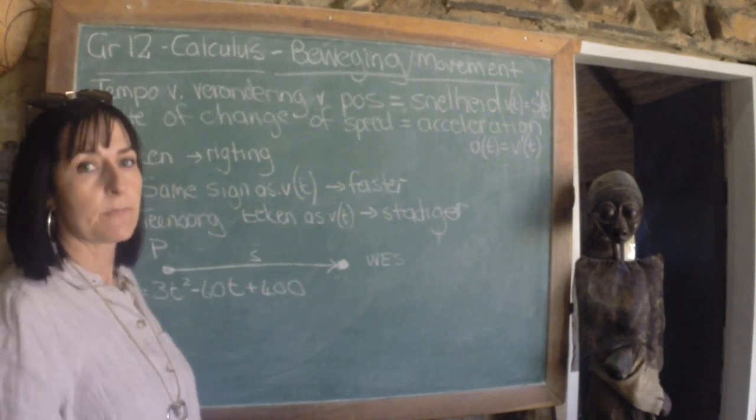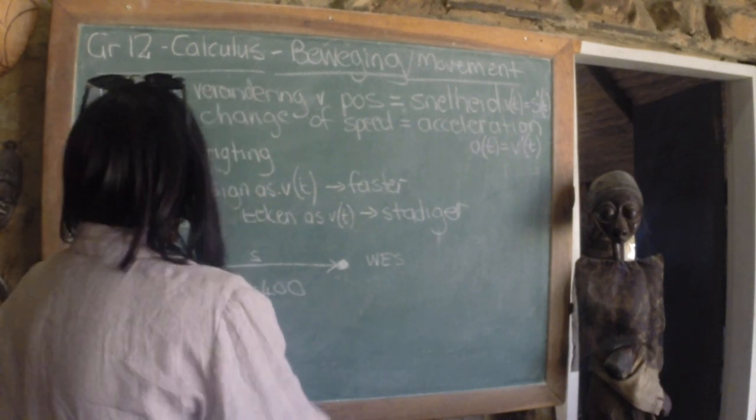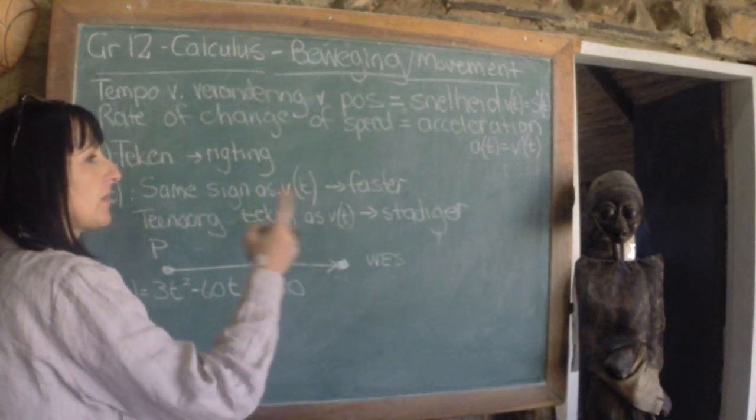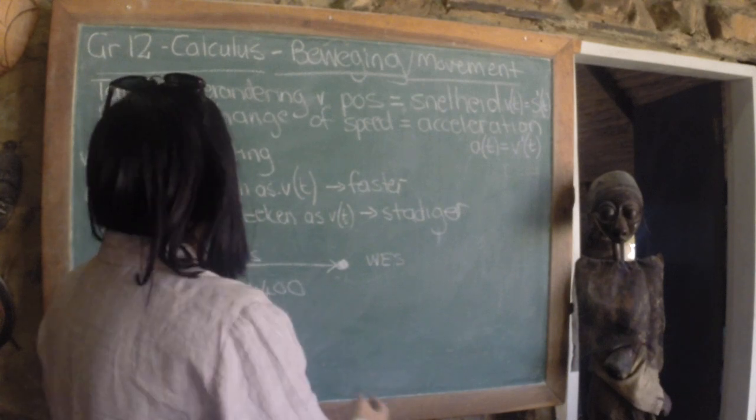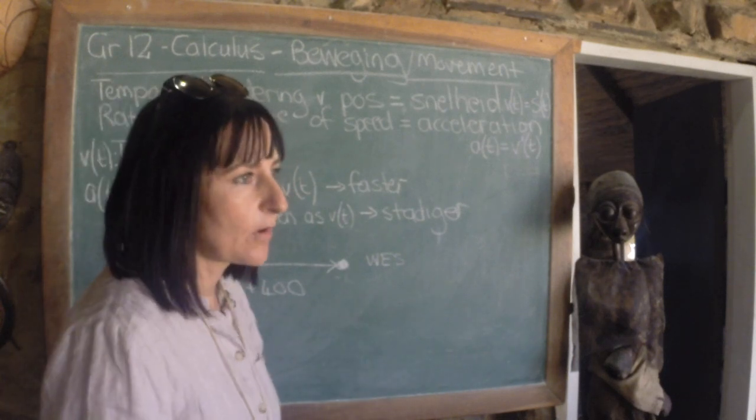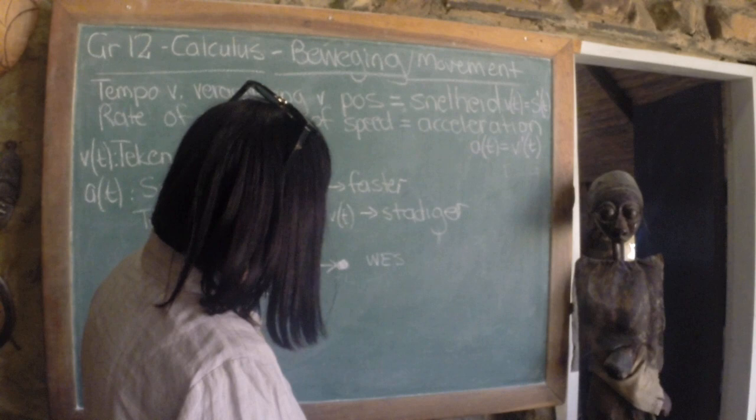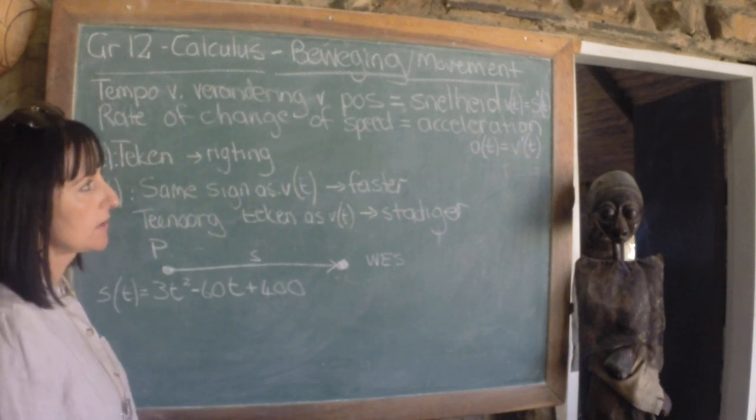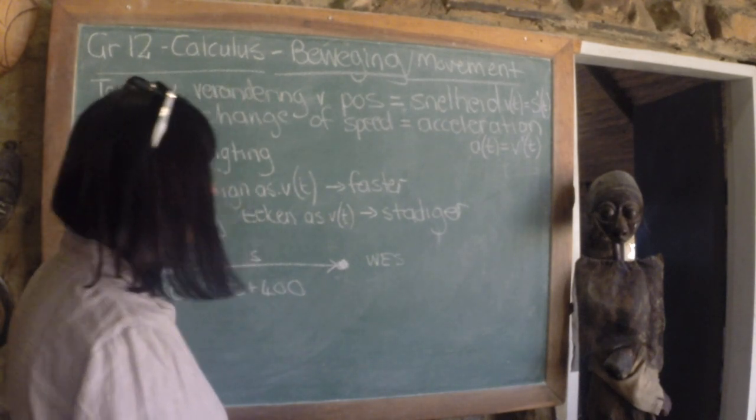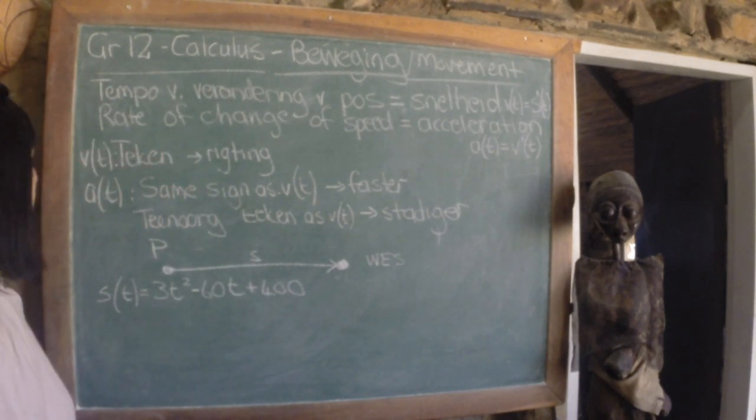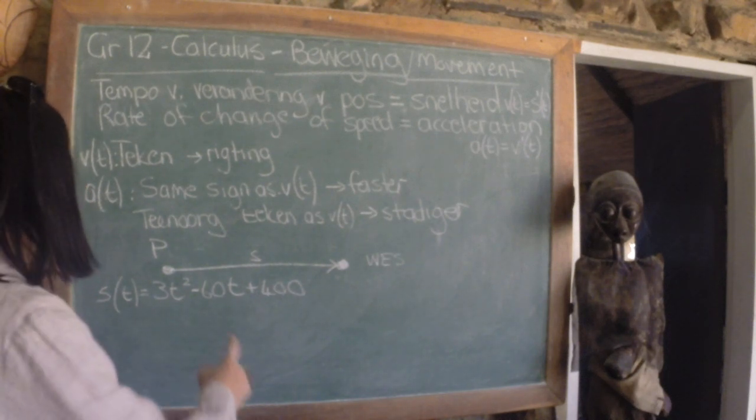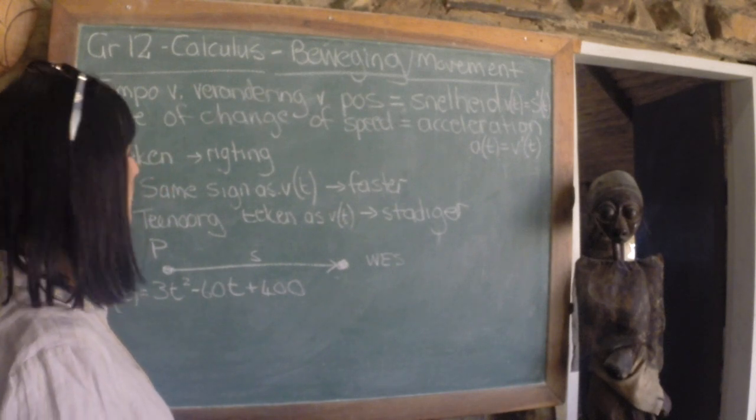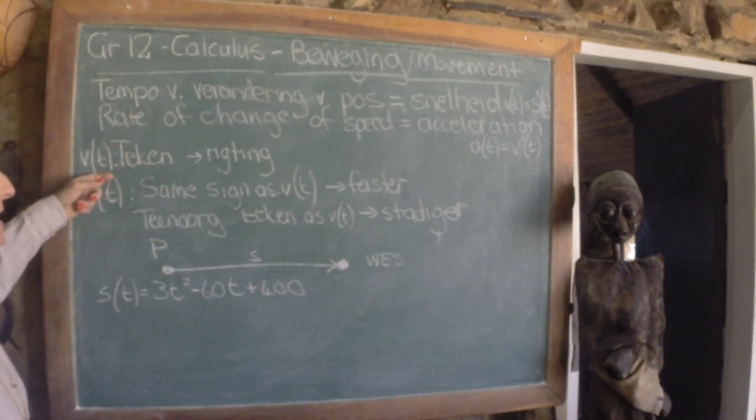So onthou, julle skynate, as jy verplasing aflei, kry jy snelheid. As jy snelheid aflei, kry jy versnelling. If you get the derivative of a position, you get speed. If you get the derivative of speed, you get acceleration. Okay, learning work.